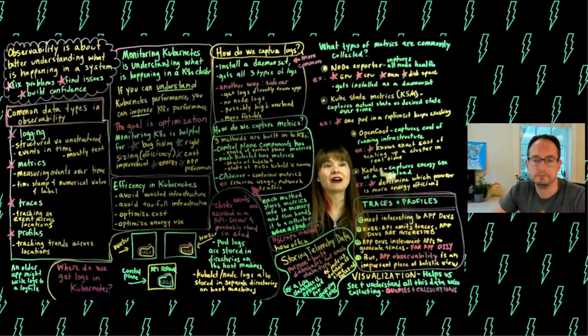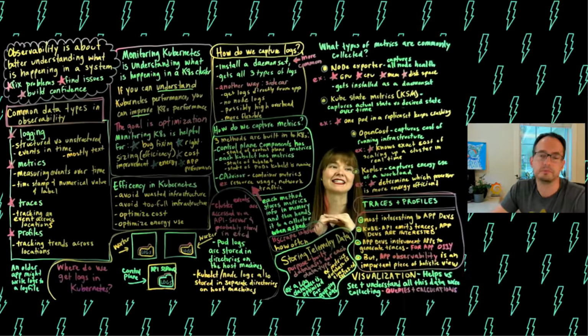Yep. Then we have OpenCost, which is capturing the cost of running infrastructure. So it knows the cost of different infrastructures on different cloud providers. And so you can get a number for what is the exact cost of scaling up this cluster in real time for these compute resources at this moment, which is pretty cool. And then finally, we talked about Kepler, which captures energy use of a workload. So you can maybe determine which processor is more energy efficient for that particular workload.